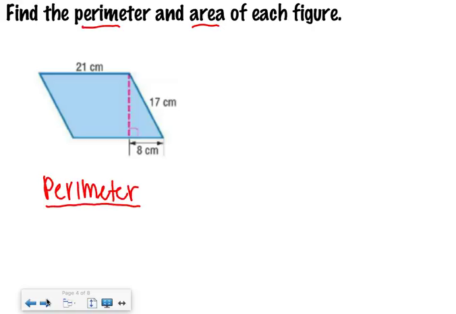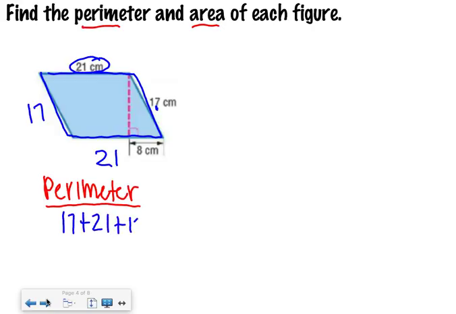All right, so remember, perimeter is the distance if you were to walk all the way around here. So remember that in parallelograms, opposite sides are congruent. So if this guy's 17, I know this guy's 17. And similarly, if this guy's 21, so is this one. So if I were to add all of these guys up, that would give me my perimeter. So if we take a second and add those up, we should get 76 centimeters.